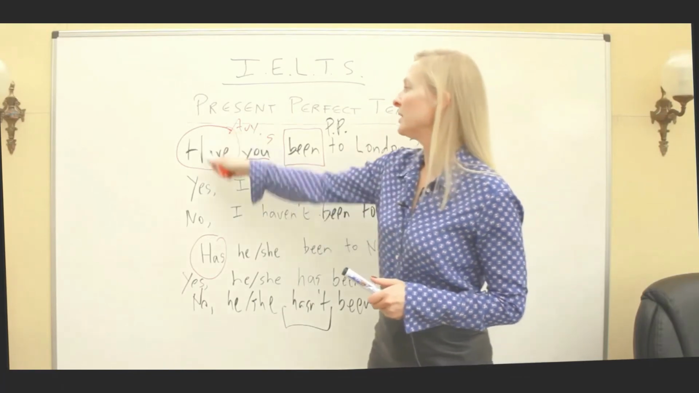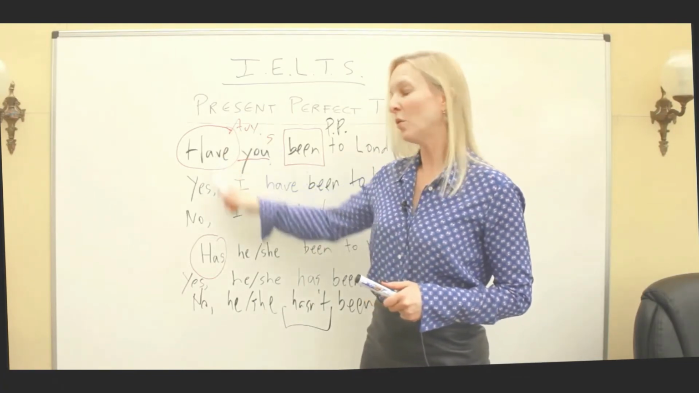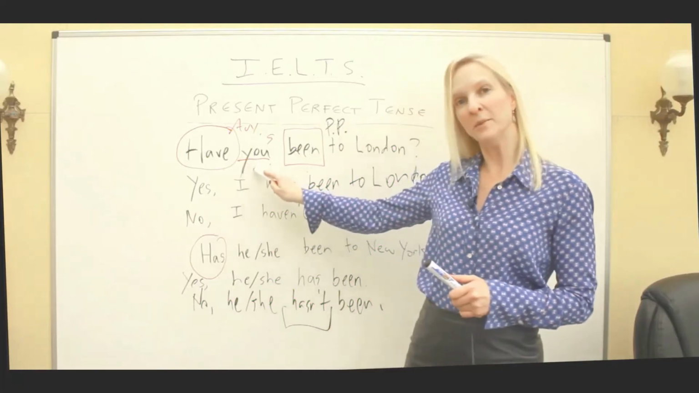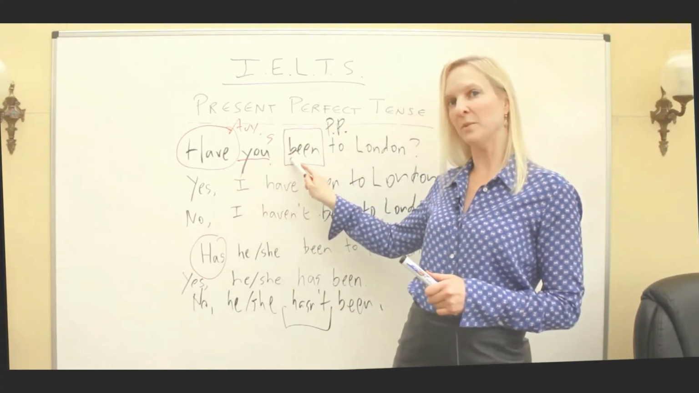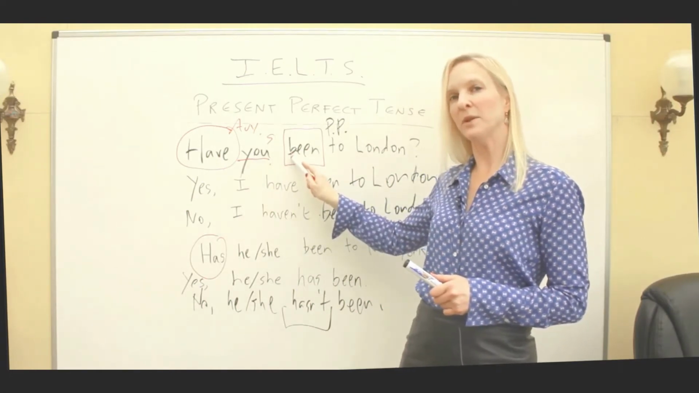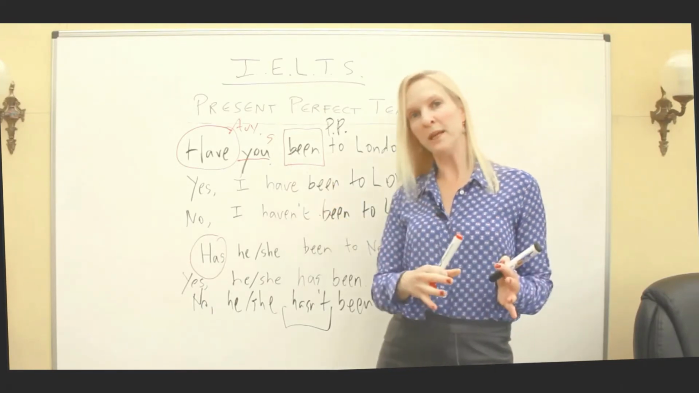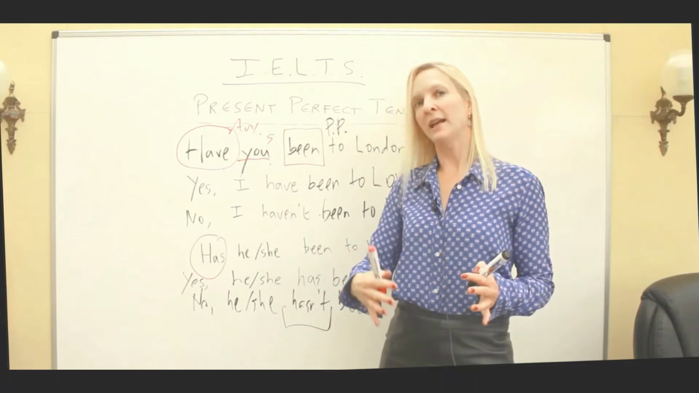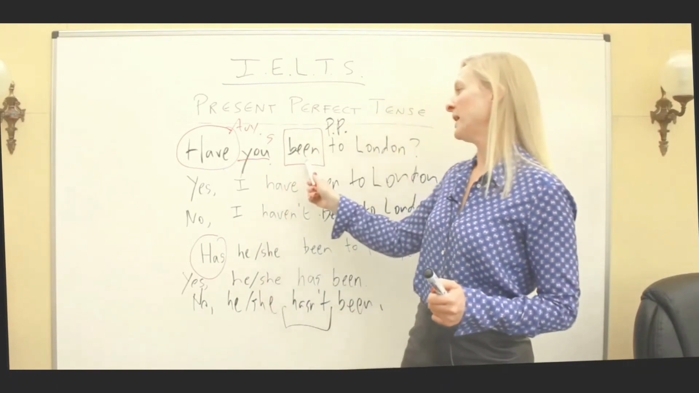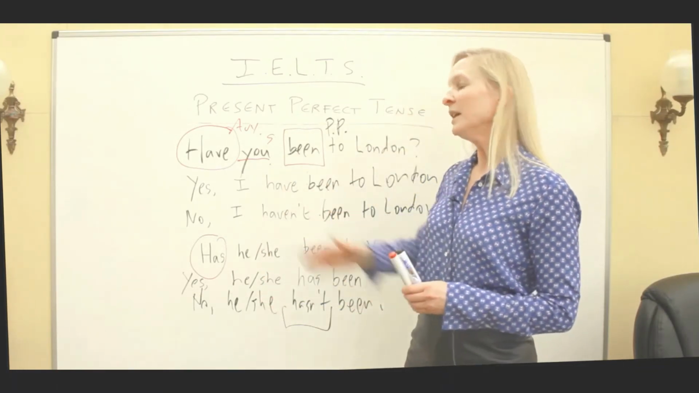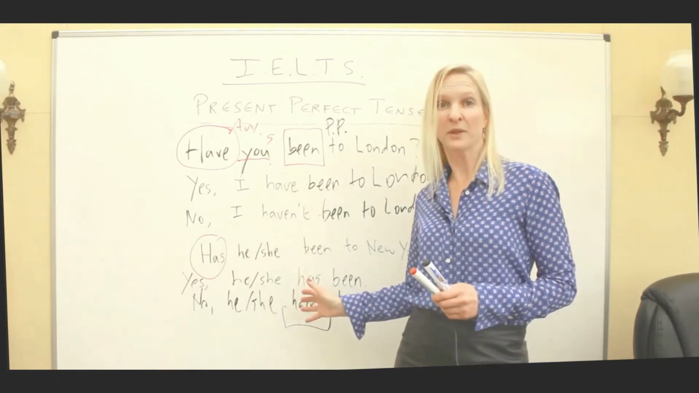So we're using the auxiliary, have or has. We're using the subject and then the past participle. The past participle is the third form of the verb. So the verb to be becomes was and has been in the past participle. So that's the structure of the present perfect tense.